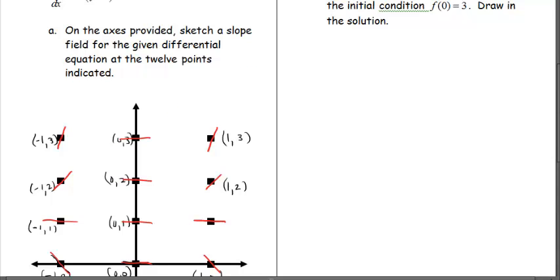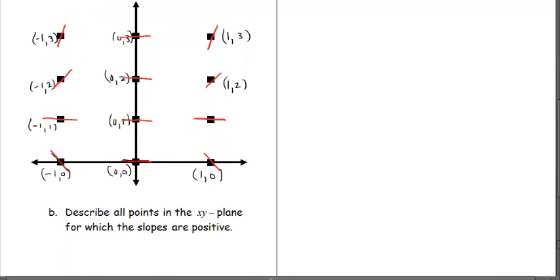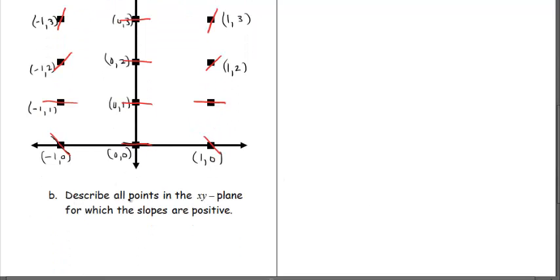All right, let's look at part B of that same question. Describe all points, not just these right here, all points in the xy plane, the whole thing, for which the slopes are positive. I'm going to put the differential back down here just to have it in front of me. So what has to be true in order for me to get a positive number?